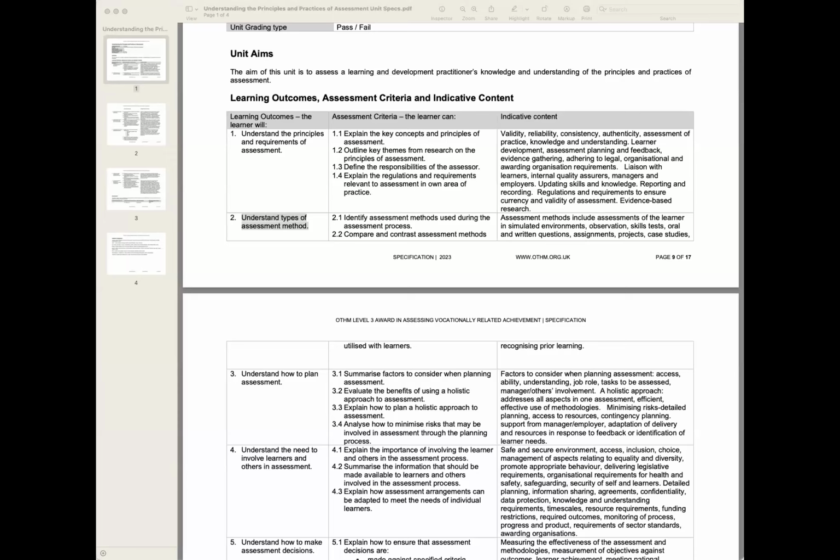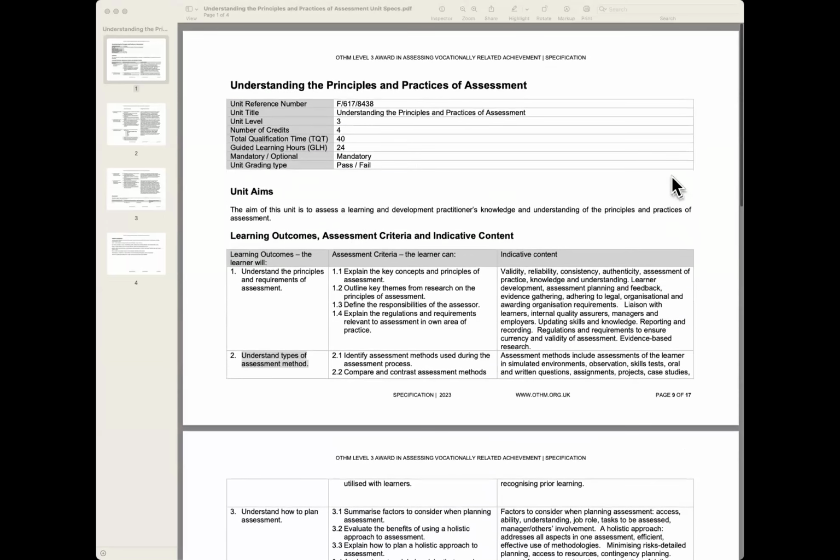My name is Raman, and I'm starting Learning Outcome 2, continuing on our journey through Unit 1 of the OTHM Level 3 Assessor course. Today we're going to be discussing different methods of assessment. What are the different types of methods of assessment? This particular learning outcome has just two assessment criteria.